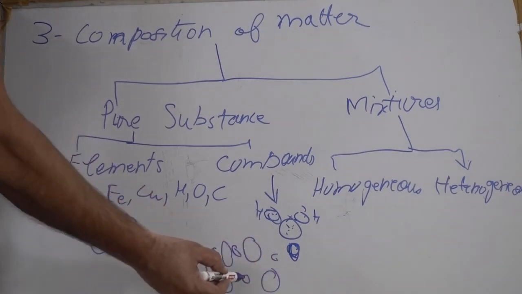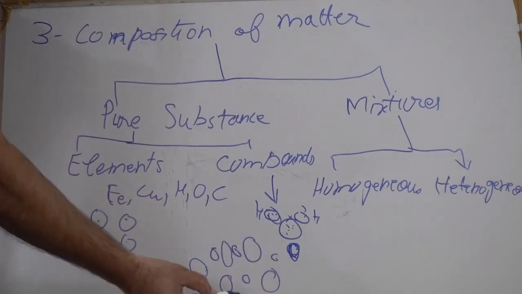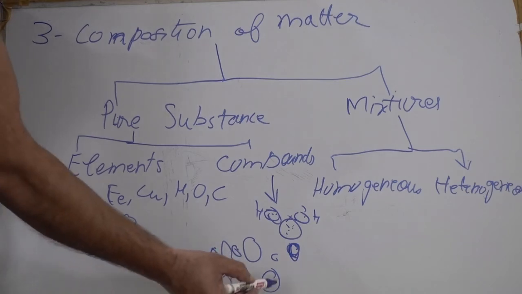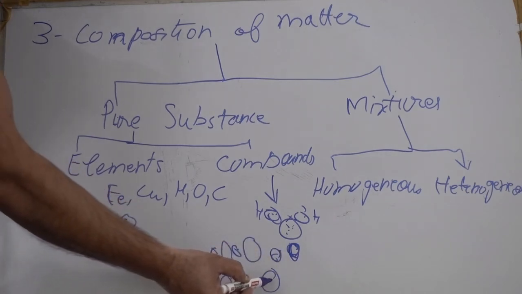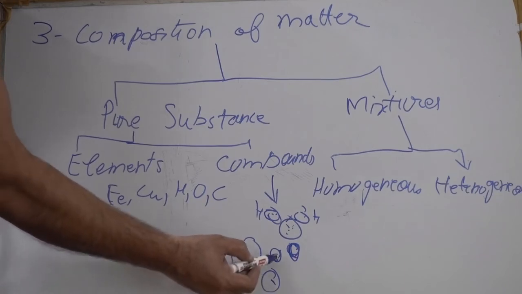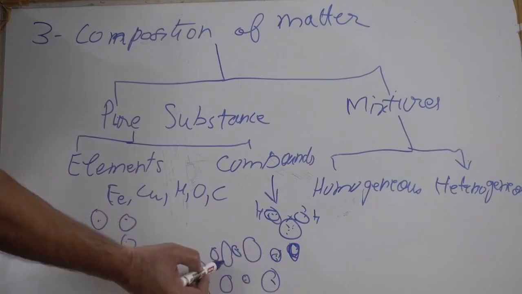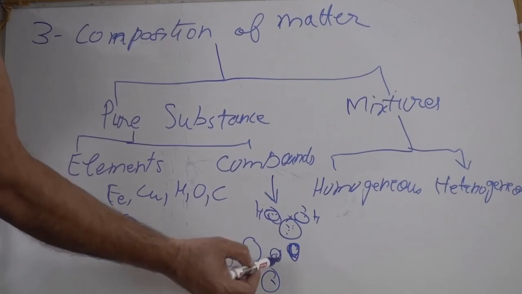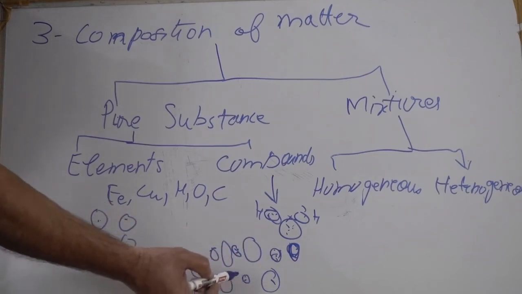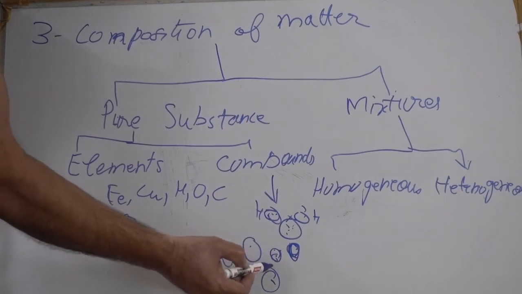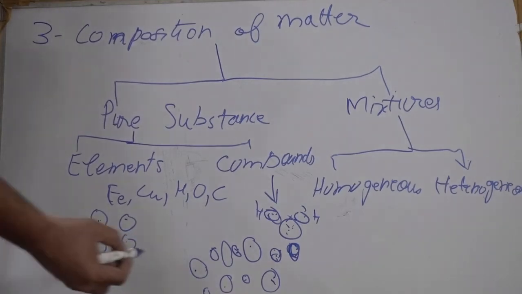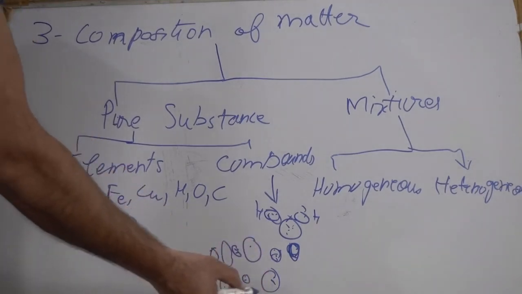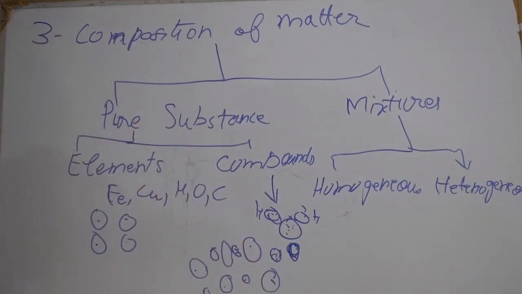Here are two kinds of molecules. This is one kind of molecule, this is another kind of molecule. All these smaller ones belong to the same substance, which may be a compound or an element, and the bigger ones belong to another substance that may be a compound or an element. If they are mixed like this, distributed evenly throughout, then that is a homogeneous mixture.